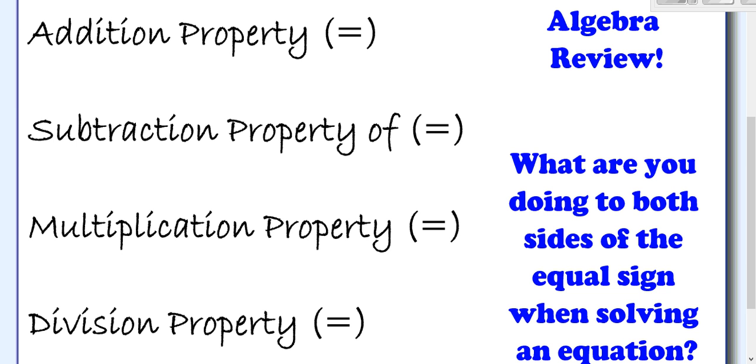If you're solving for x and you had to subtract on both sides of the equals, that's the subtraction property of equality. If you were solving for x and you had to divide by both sides, or divide something on both sides, that's the division property of equality. It's what you do on both sides of the equals when you're solving.